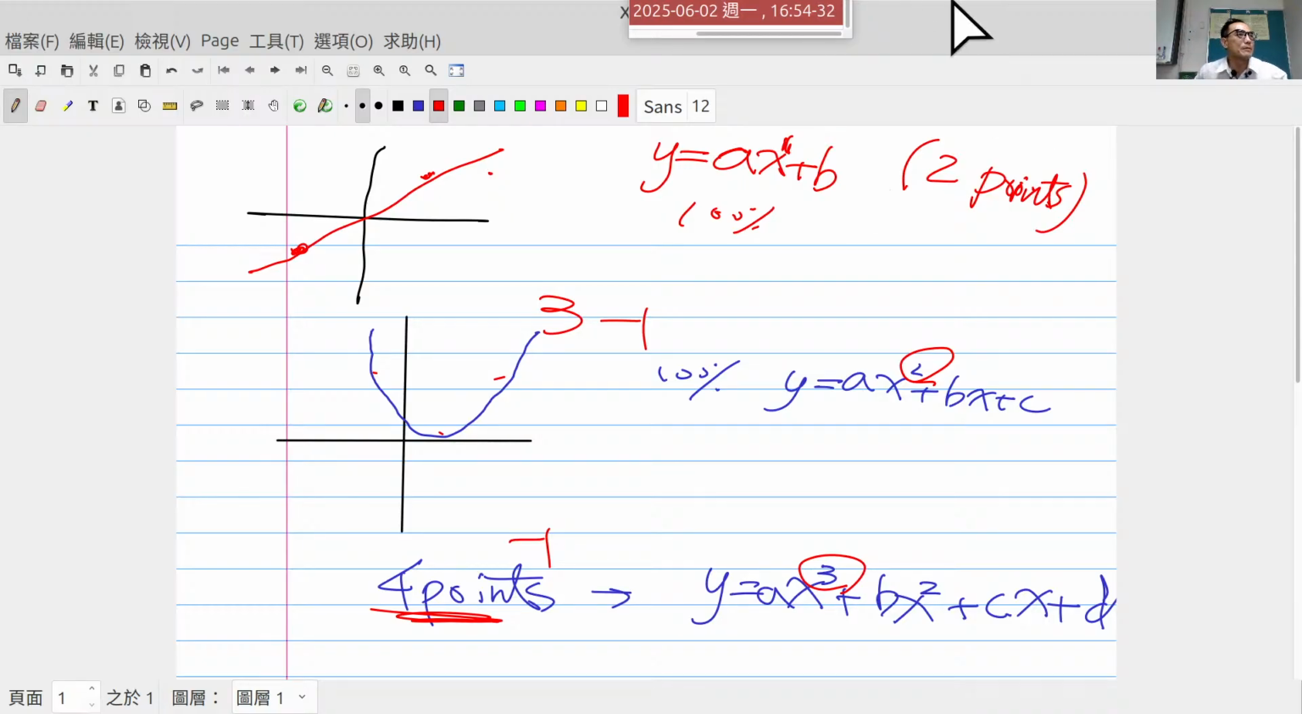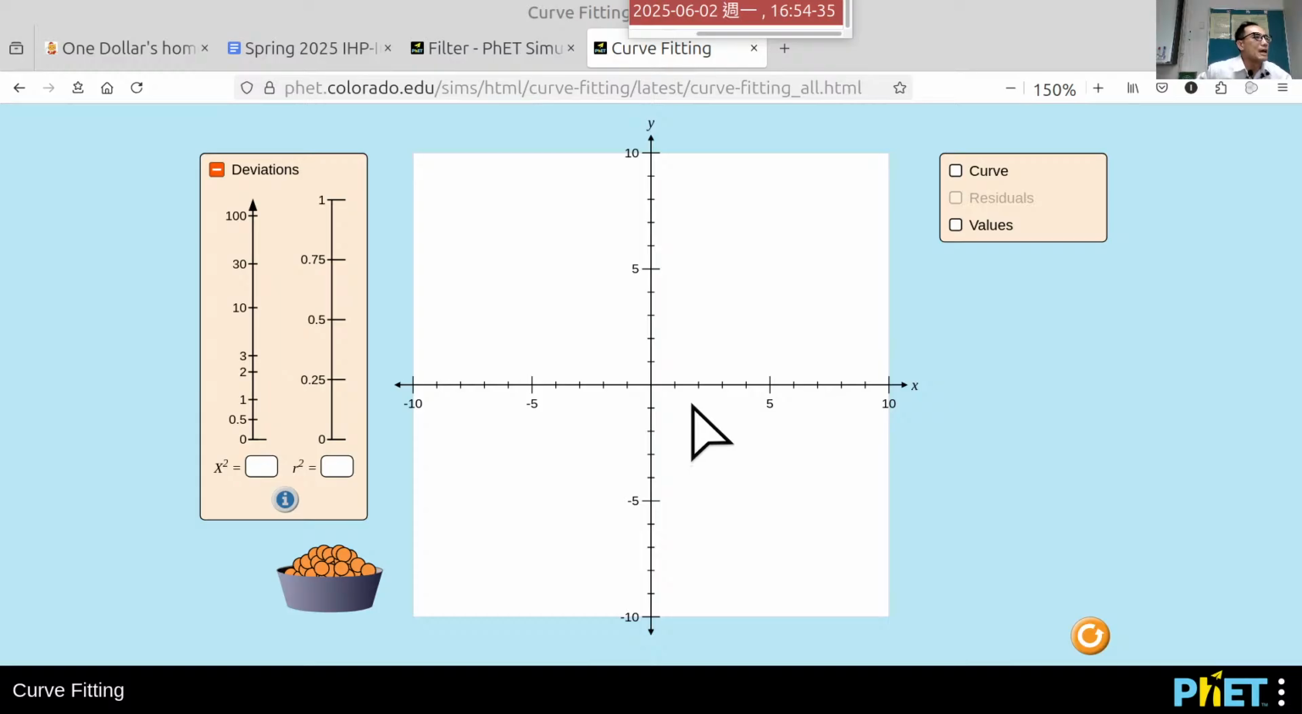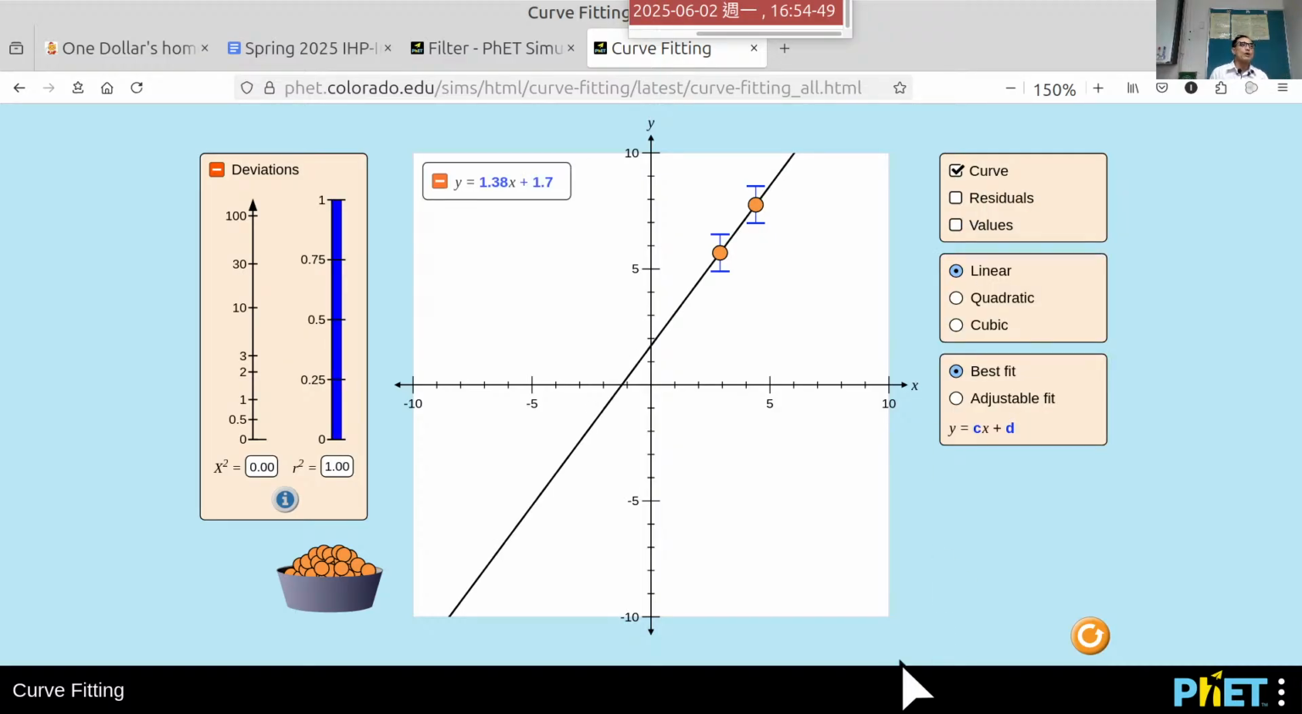And now we know one thing. Here we can find a spot or a point. If we have 2 points, then we can select linear and best fit. We get y equals cx plus d. Yeah, the same way as y equals ax plus b.